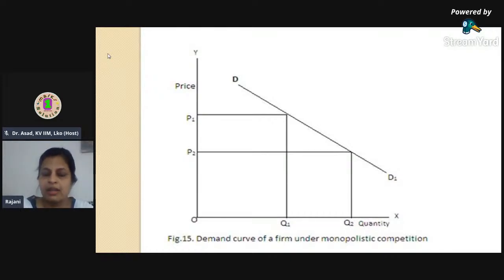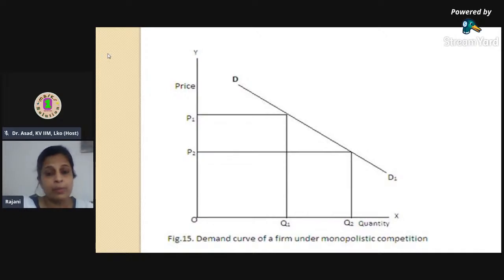The demand curve of a firm under monopolistic competition is downward sloping, but compared to the monopoly, the demand curve is more elastic, meaning more responsive. Elastic means responsiveness. There is more responsiveness to the price change in the case of monopolistic competition. That is the difference. Compared to perfect competition, the number of firms is less, but at the same time sellers are many, and the products are differentiated. So the elasticity of demand is highest in the case of monopolistic competition.